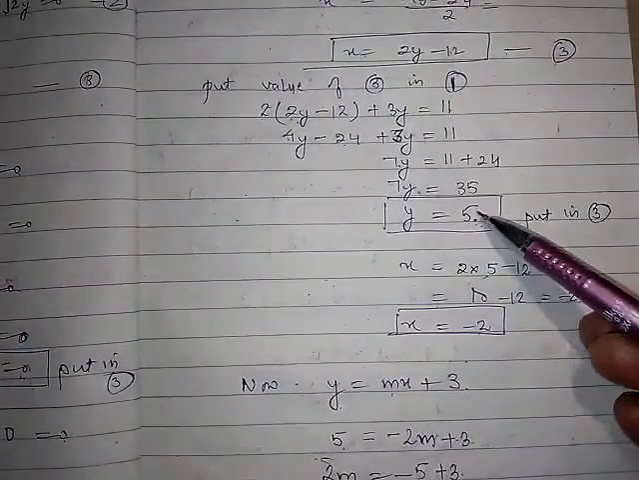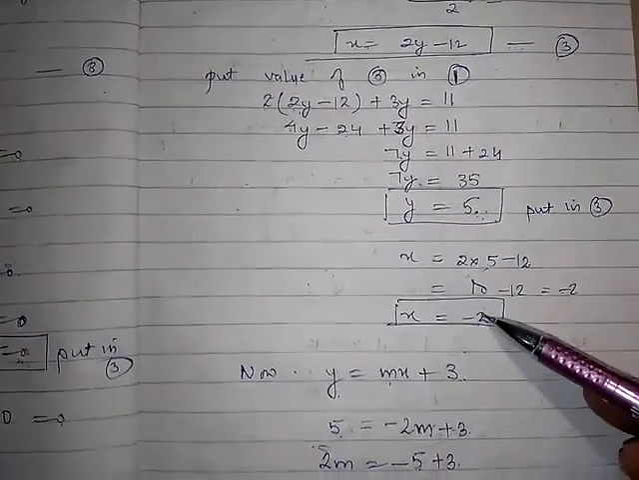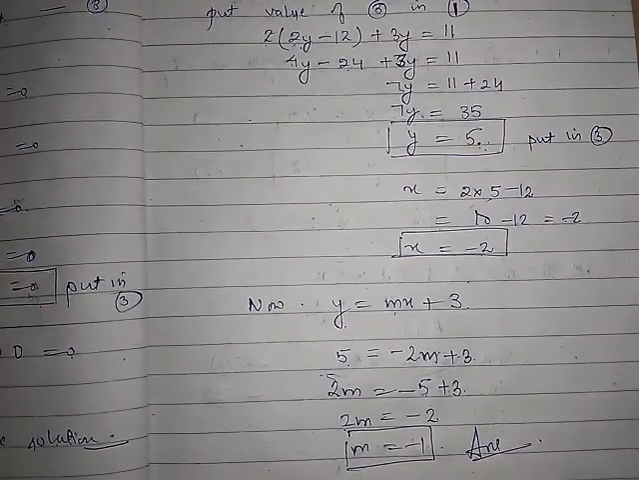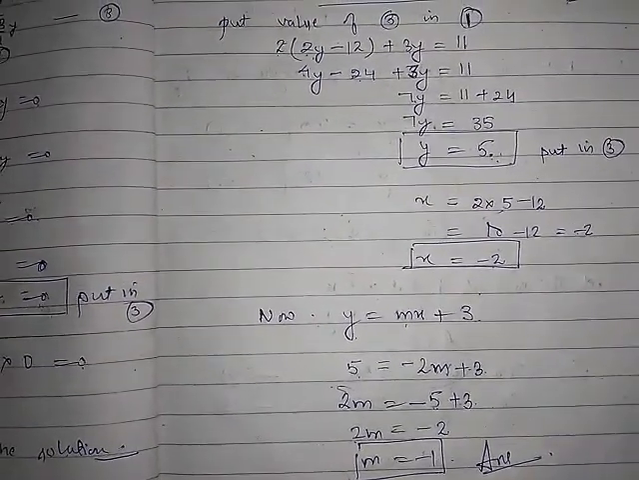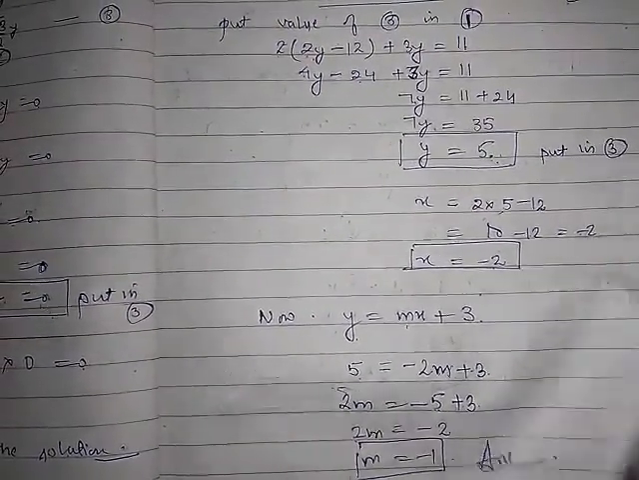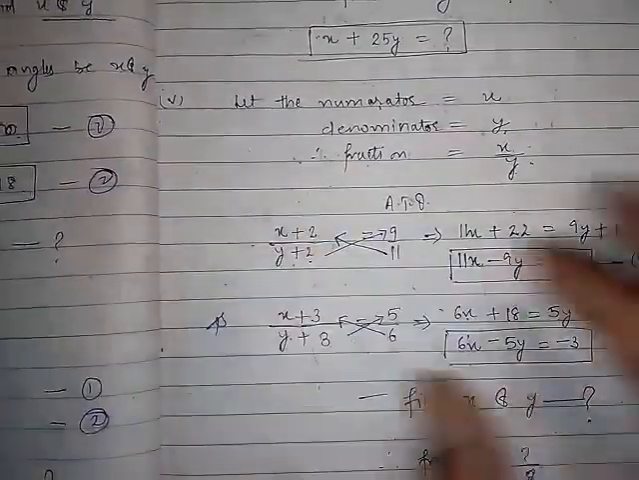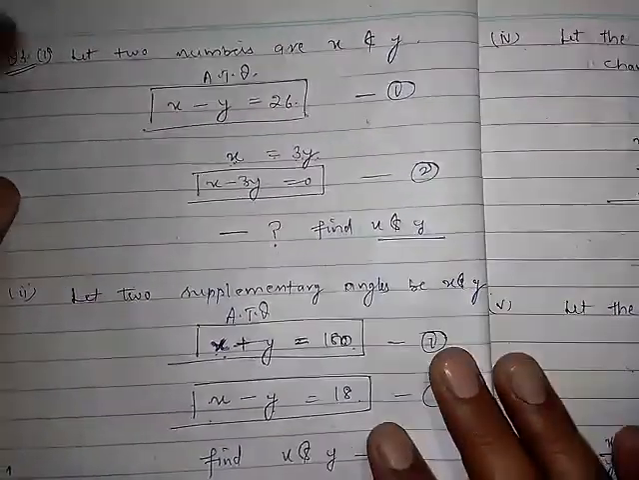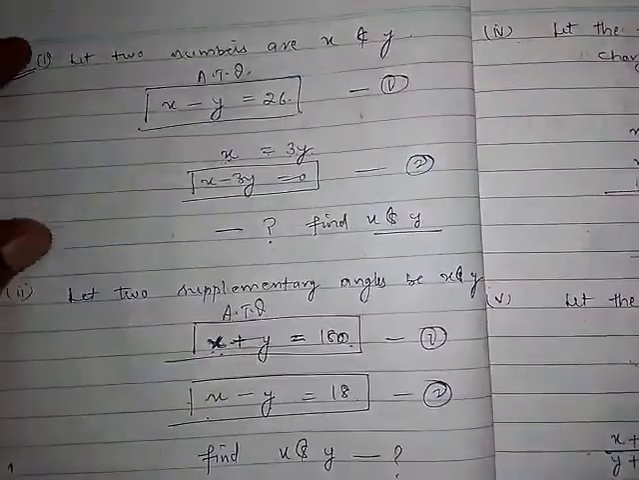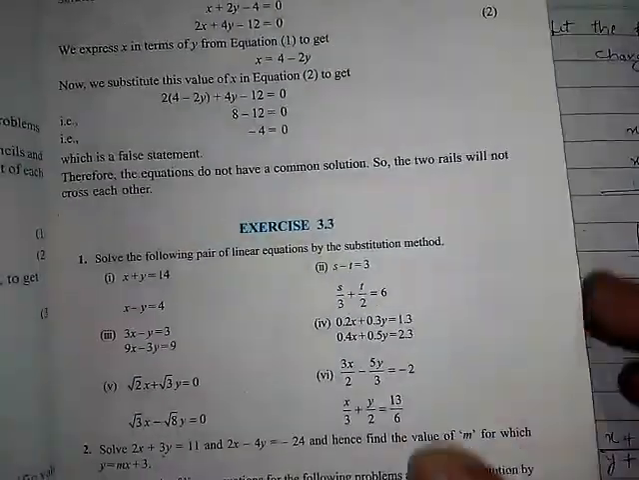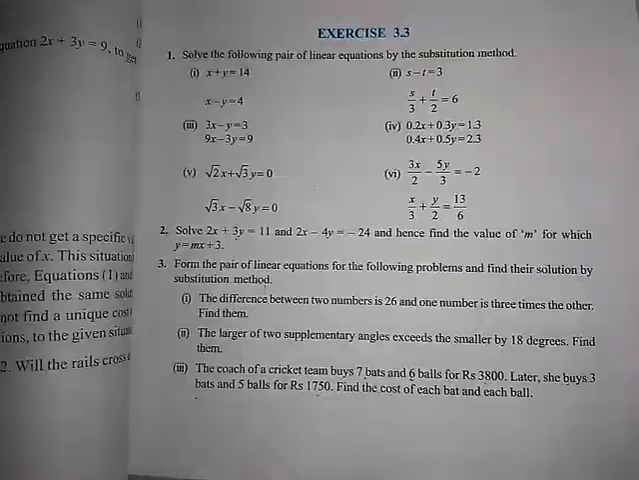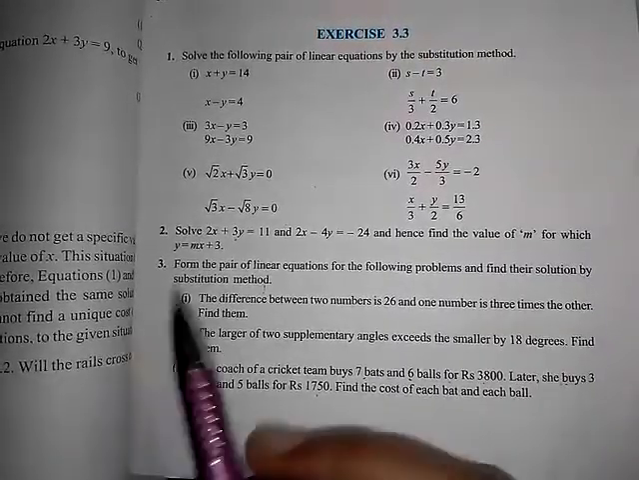You are getting the value of x and y, and those values have to be put in the given relation. Ultimately you will get the value of m. Clear? So this is your question number 2. Then here comes our question number 3, regarding the story sums. So just have a look at the question over here.